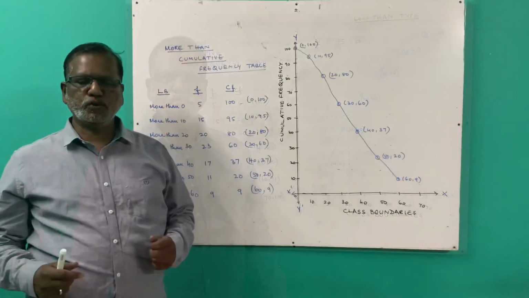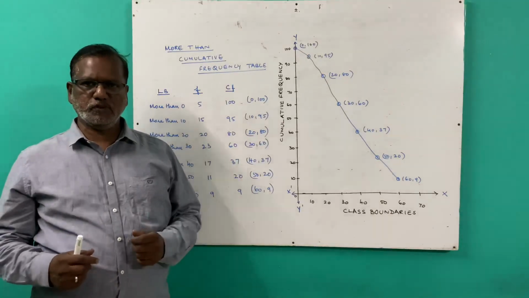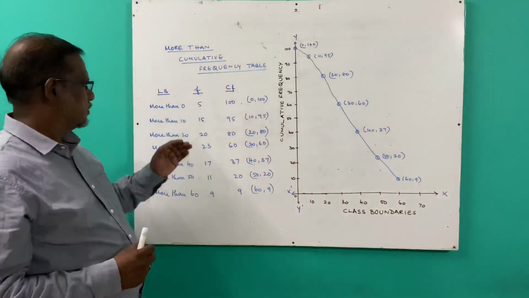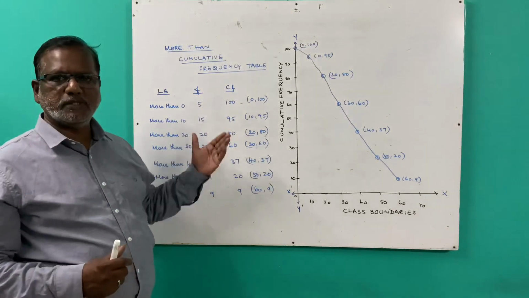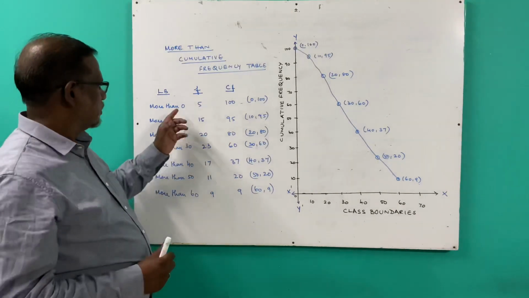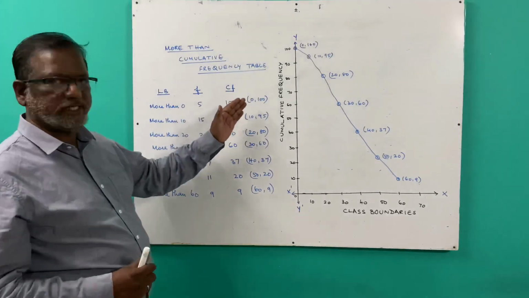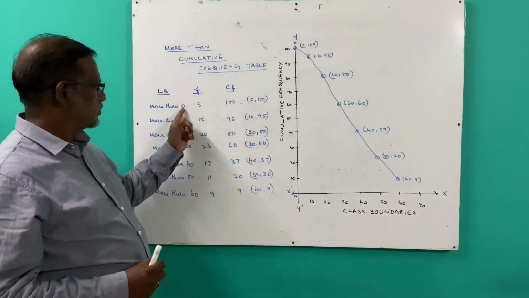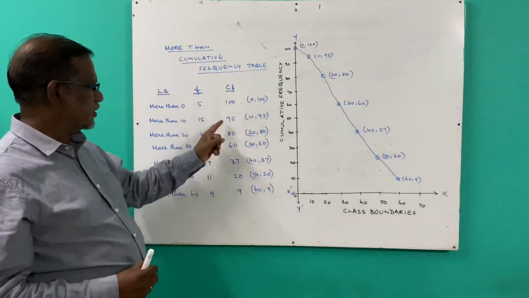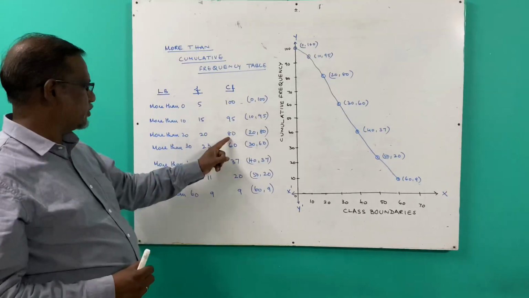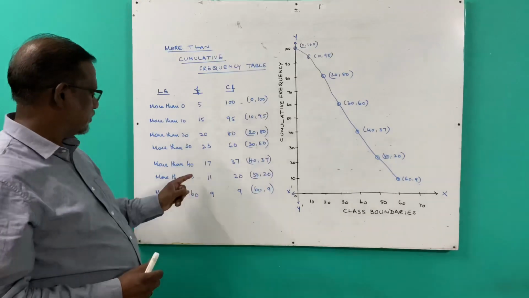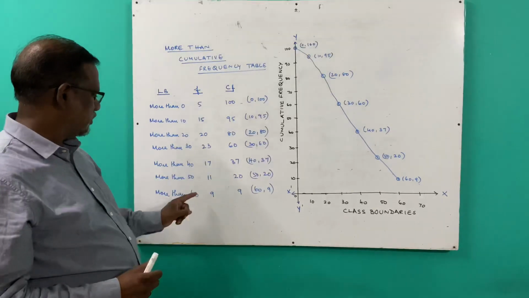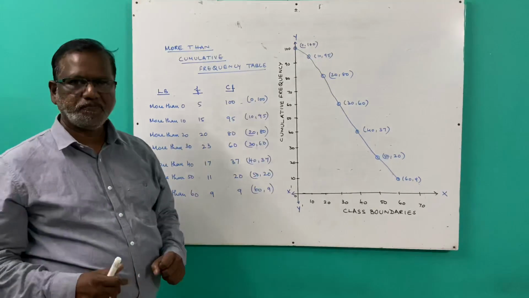Now we will see how to draw the more than type frequency curve. The lower boundary, frequency, cumulative frequency: we have prepared the table already. Now using the table we will find the ordered pairs (0, 100), (10, 95), (20, 80), (30, 60), (40, 37), (50, 20), (60, 9).